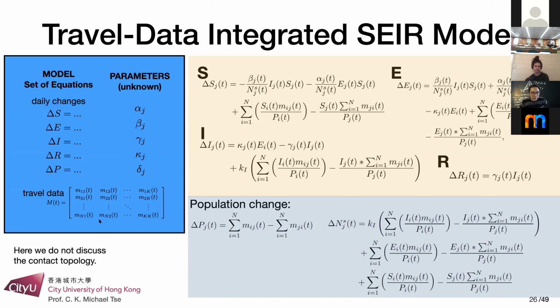In addition, we have a travel migration matrix, MIJ. So here you will see the original SEICR model has been augmented with these additional terms corresponding to the migration data. So that's the first step. The migration matrix also affects the population change. Because people are moving from one city to another, or from one state to another, the population of a particular city or particular state will actually change. So that has to be taken care of.